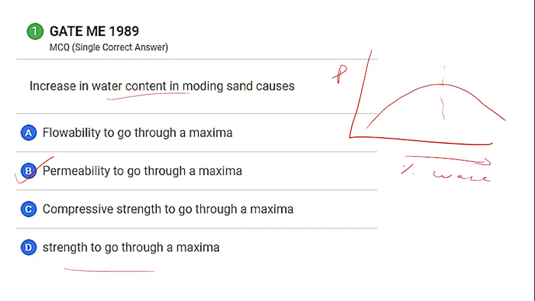Ma'am, it is a similar kind of graph, but it gets cut off much further ahead and starts decreasing. Like it's not significant, right? Flowability and permeability are mainly caused by water content in the molding sand. That you should remember. For strength, we add some additives and all. And we do ramming also for the strength. So your option B is correct.